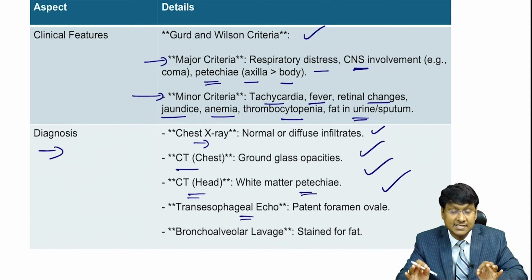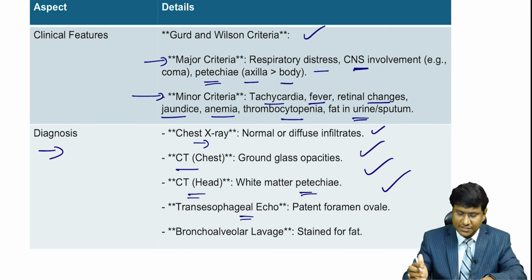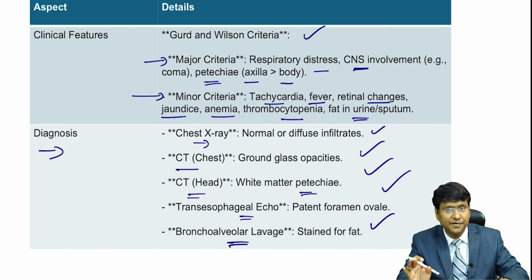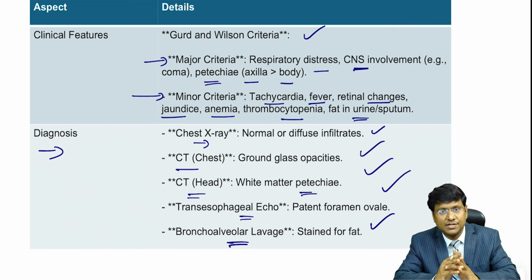Patent foramen ovale is the source for the cerebral circulation of this fat emboli. And in bronchoalveolar lavage, you need to stain for the fat, right? You need to stain for fat. And how do you treat this fat embolism syndrome?